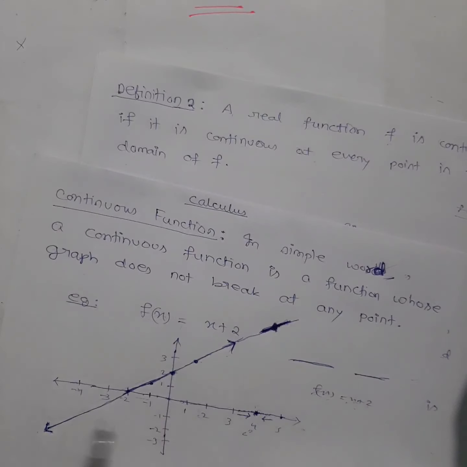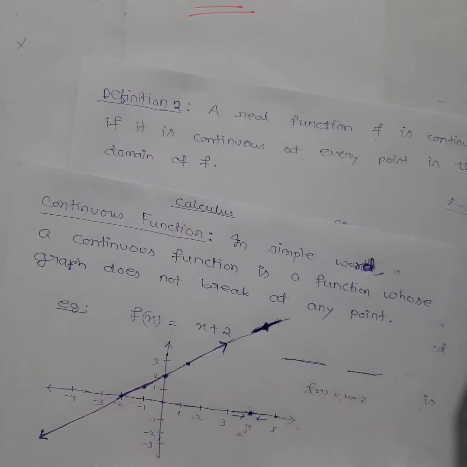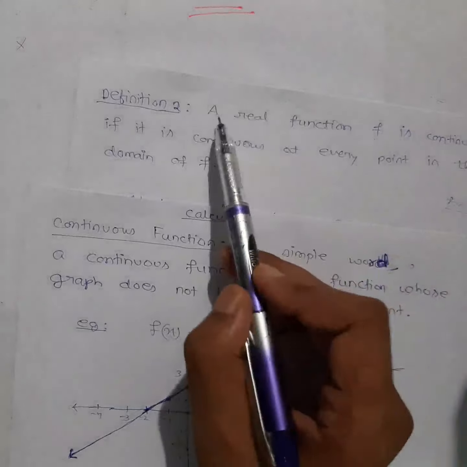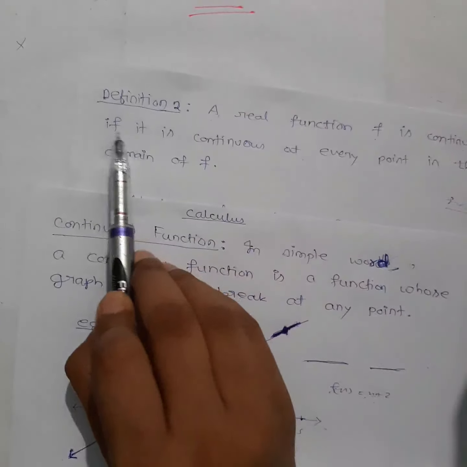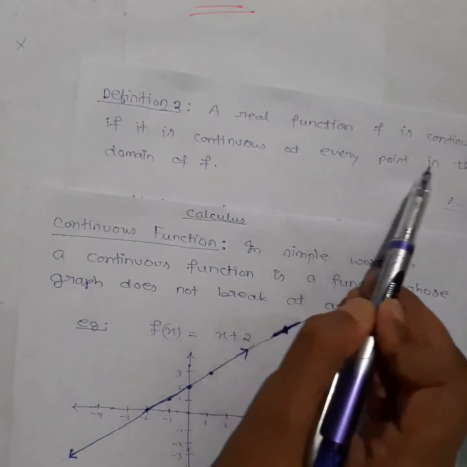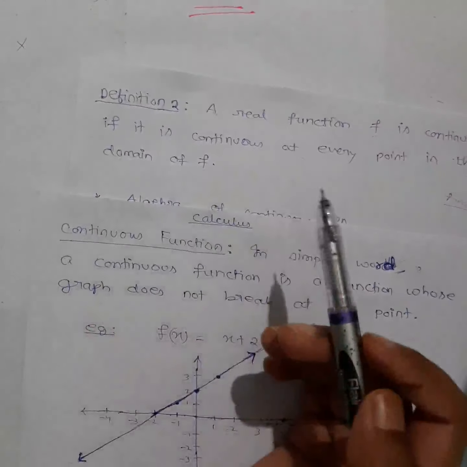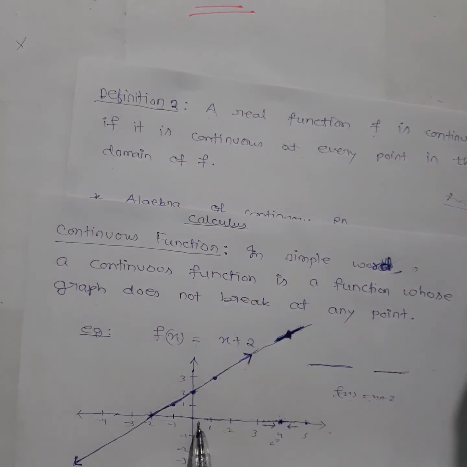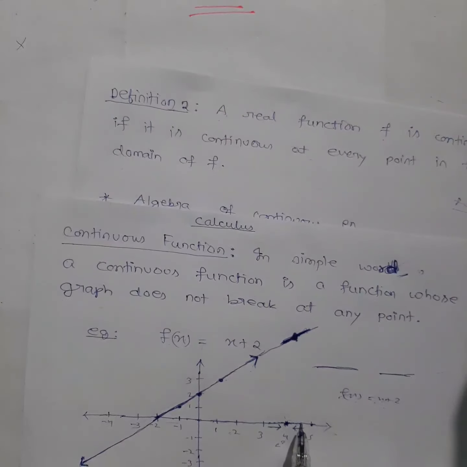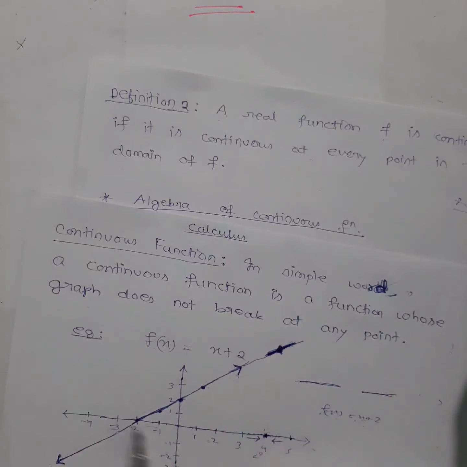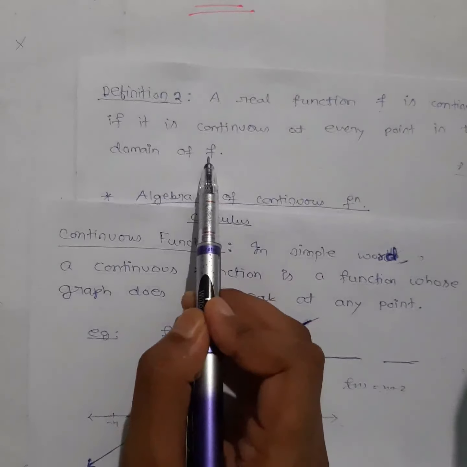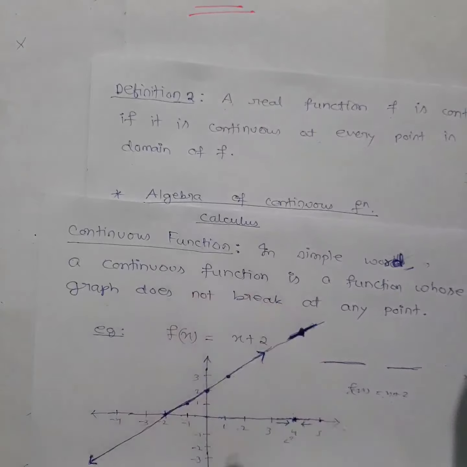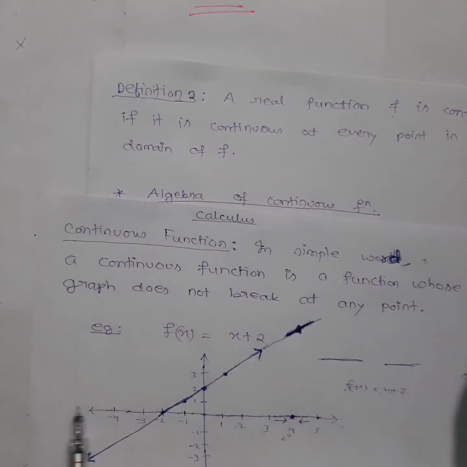So how will you check that one? You have to explain it in a general way, which I will explain directly in the question. Just try to understand this now. A real function f is continuous if it is continuous at every point in the domain of f. Domain of f, I hope you have understood now. It is the x value, because when you draw a graph, you take x values and for each x value you get y. So these x values are your domain, the domain of the function. That's why they said domain of f, meaning at every value of x you have to check.